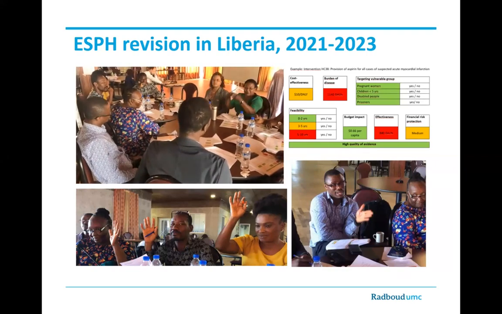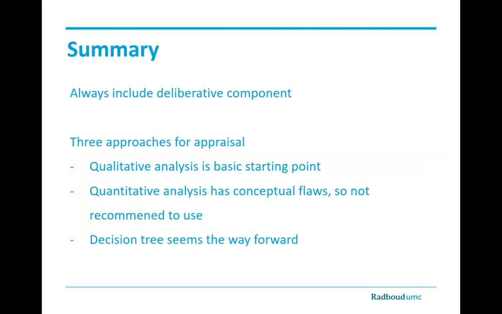So it's all about prioritization. To summarize, I've shown you three approaches. The common denominator is always deliberation. If you do quantitative MCDA, there is a tendency for committees to stick to it, but that can also only be the starting point. Always deliberate. Qualitative analysis can be a starting point for starting HTA values.